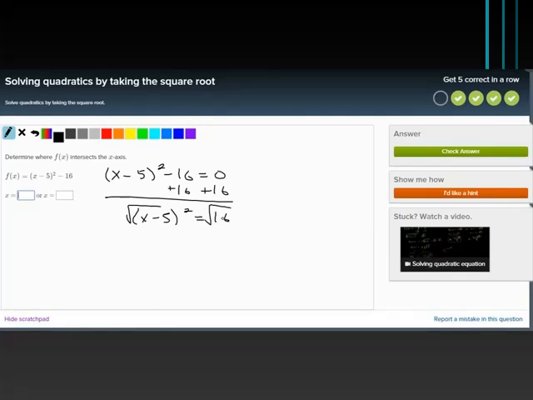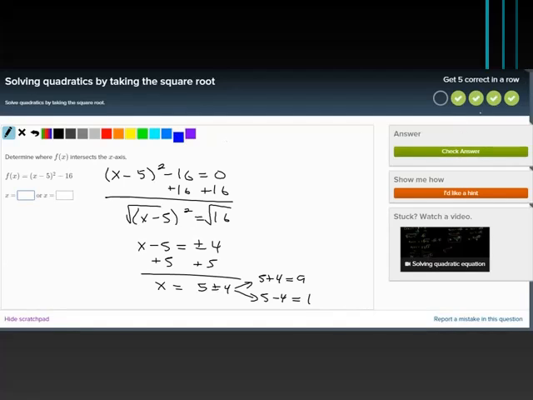Take the square root of both sides. X minus 5 equals plus or minus 4. And then add the 5 to both sides. Sorry about that. So x equals 5 plus or minus 4. Now I'm going to do each piece. So 5 plus 4 is 9. And 5 minus 4 is 1.